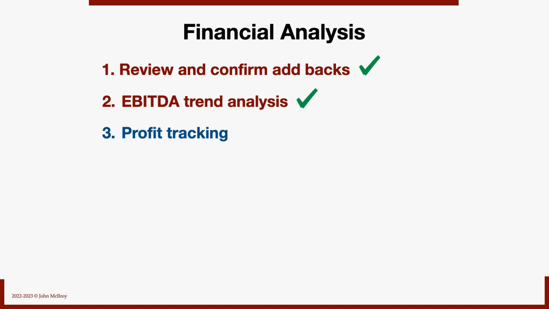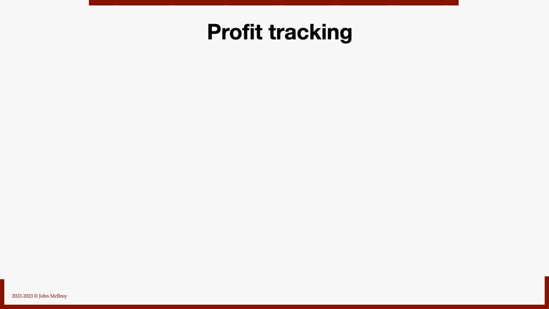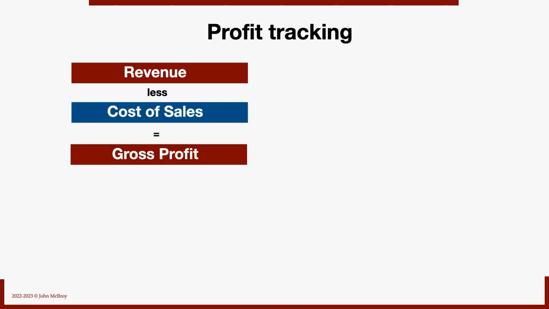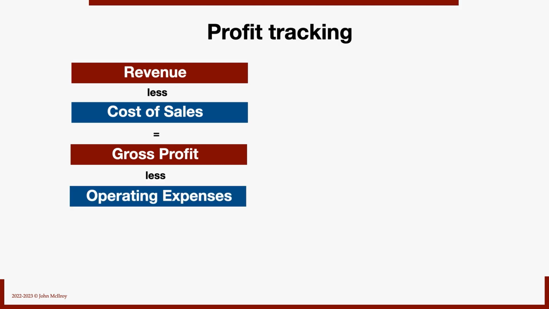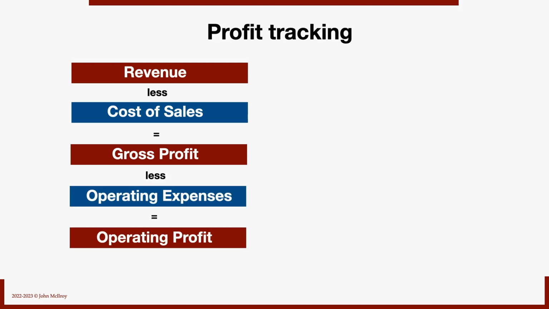Now let's take a look at profit tracking. If we look at profit tracking, let's start with revenue. We subtract cost of sales. That gives us gross profit. We deduct operating expenses from that gross profit, and that's what gives us operating profit or net ordinary profit. And that is a key number.